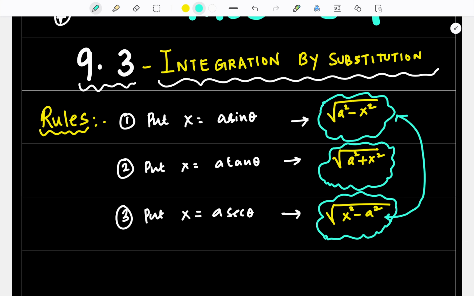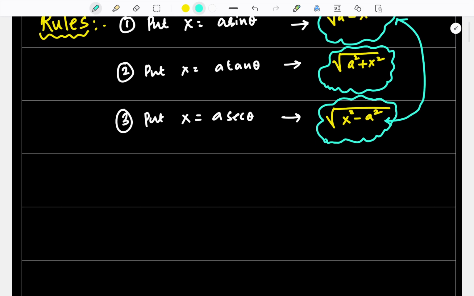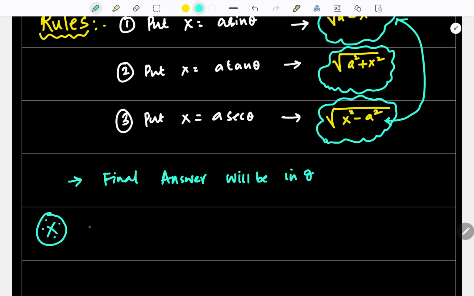Put x equals a sine theta. Put x equals a tan theta. And x equals a secant theta. After you do the substitution, the final answer will be in theta. The very important thing you have to keep in mind is: don't stop your answer with theta.